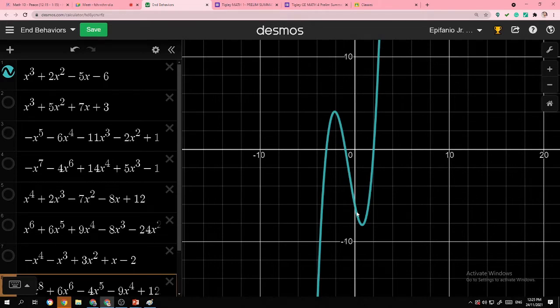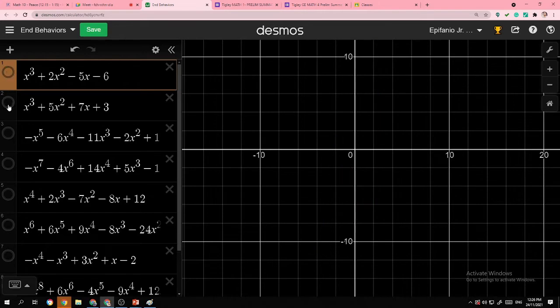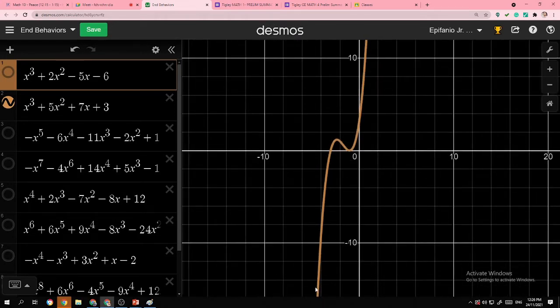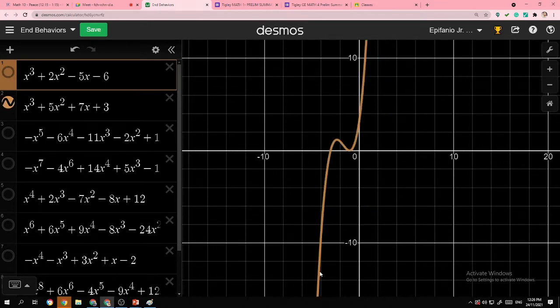Again, what is the degree of this one? The degree of the first one is 3. It's odd. Take note, the degree is odd. And what is the sign of the leading coefficient? It's positive. It's 1, it's positive. Now, let me show you the graph of the second polynomial. What have you noticed with the graph of the second polynomial? Is it the same as number 1? Number 1 is down, up. If I go to number 2, is this down, up?